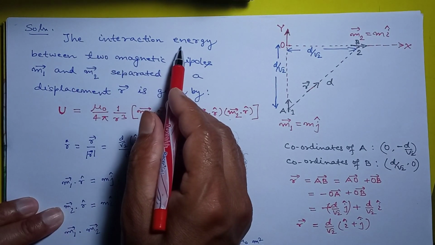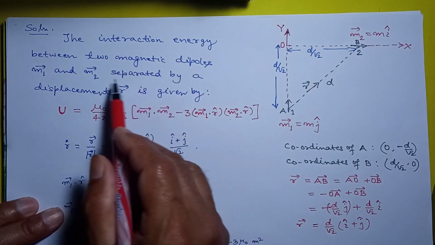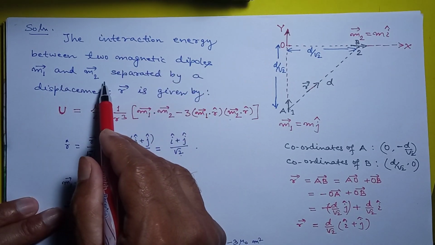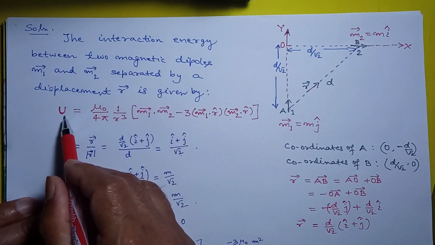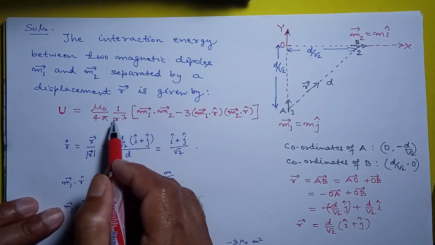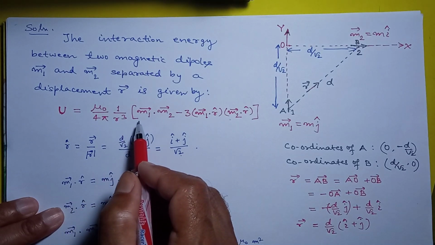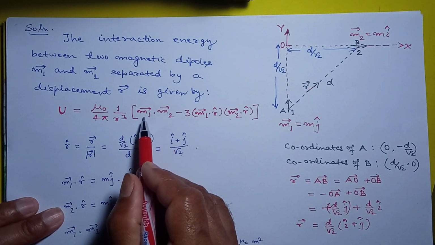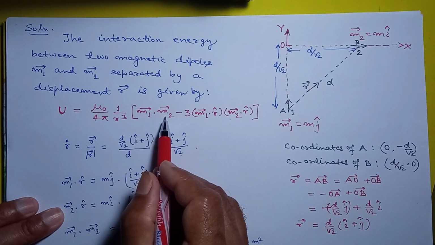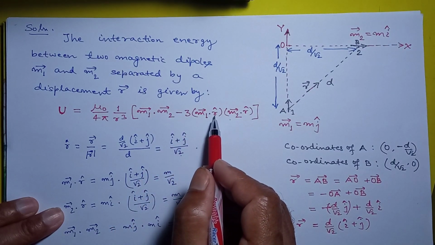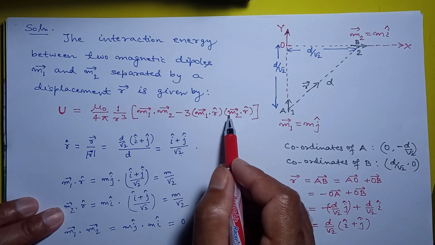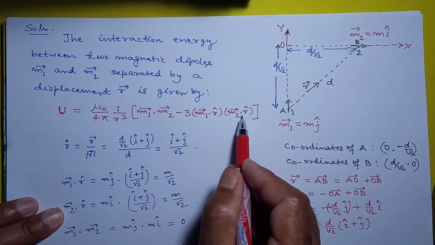Now the interaction energy between the two magnetic dipoles vector m1 and vector m2 separated by a displacement vector r is given by U equals mu naught upon 4 pi 1 upon r cube under bracket dot product of vector m1 and vector m2 minus 3 multiplied by vector m1 dot r hat again multiplied by vector m2 dot r hat.